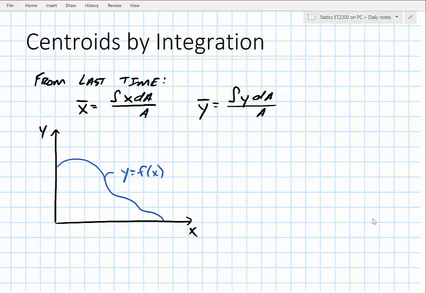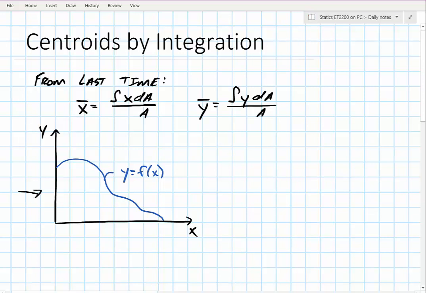All right. Hello, everyone. Today, we are going to be talking about this whole idea of centroids by using integration. Last time, we talked about these common shapes, common areas, and we were able to just look it up in a table. Well, what if we have a case where we have some kind of function, y is a function of x, kind of like what I have drawn down here, and I want to know the centroid of this shape.